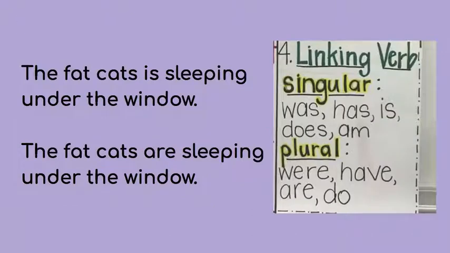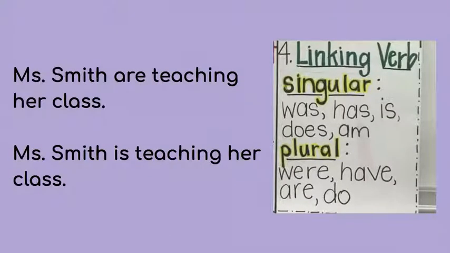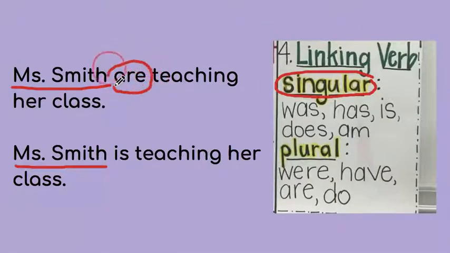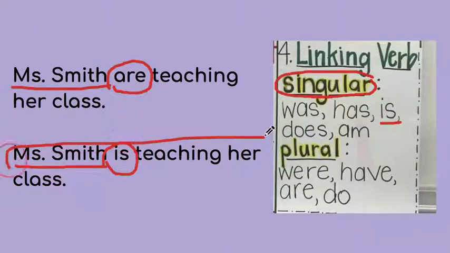Let's go on to the next one. We're going to try another one using the same rule. Ms. Smith are teaching her class. Ms. Smith is teaching her class. I know that Ms. Smith is my subject, and that means I'm talking about singular, one person. So which is correct? Ms. Smith are teaching her class? Ms. Smith is teaching her class. Is would be the correct answer because that linking verb is used when we're talking about singular.